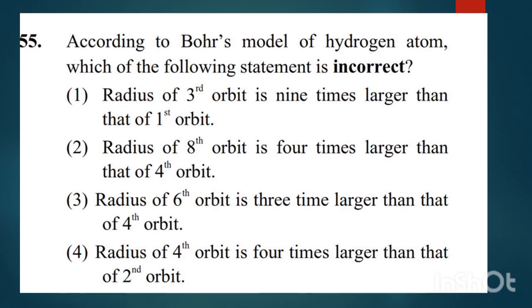Next is, according to Bohr's model of hydrogen atom, which of the following statements is incorrect? Radius of third orbit is 9 times larger than that of first orbit. Radius of eighth orbit is 4 times larger than that of fourth orbit. Let's see the formula of radius. Radius of Bohr's orbit is r equal to a0 n square by Z. Also energy is minus RH Z square by n square. The value of RH is minus 2.18 times 10 to the power minus 18. So only radius is asked.